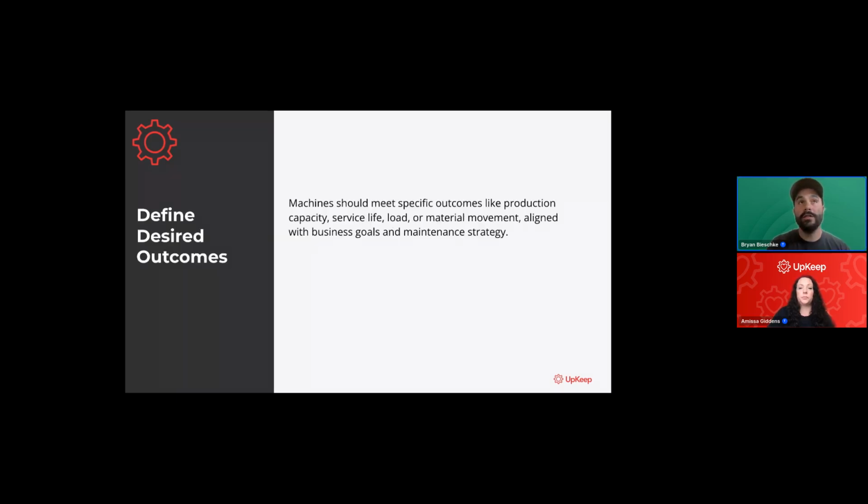Okay, we want to define desired outcomes, right? What does it mean? Machines should meet specific outcomes like production capacity, service life, load, material movement, and be aligned with the bigger business goals and maintenance strategy. Hopefully, the machines were selected, designed, modified, whatever, to meet that RFP or that RFQ, and they meet the factory acceptance testing that they're supposed to, right?